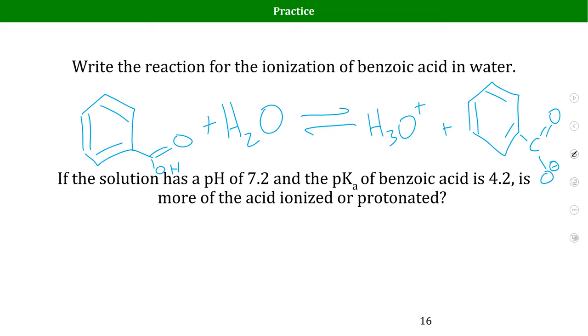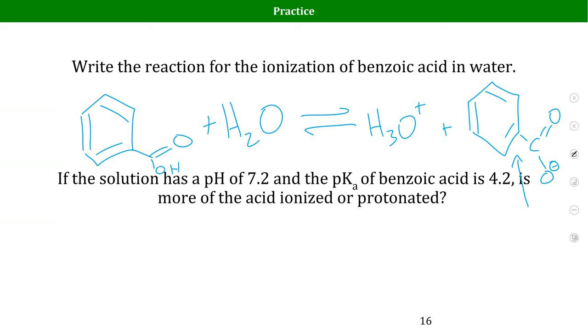So, the deprotonated form, because we're above our pKa, more basic than our pKa. If the pH was 4.2, we'd say we have 50-50, right? The fact that we have 7.2 means we have fewer protons around, so we're more likely to find it in the deprotonated form. If we took this solution and we kept adding acid, we just added HCl to it until we got below 4.2, we switch over. At the pKa is when you're 50-50. And so you just always use that to qualitatively make it pretty easy to see whether it's going to be the protonated or deprotonated form.